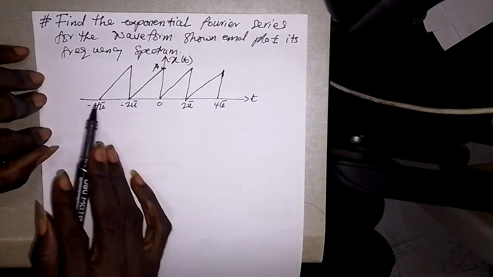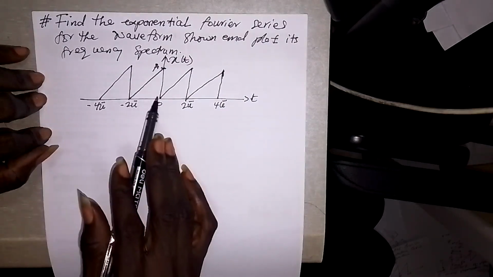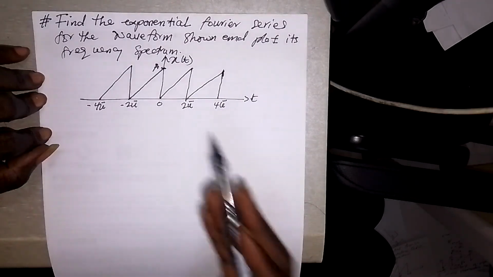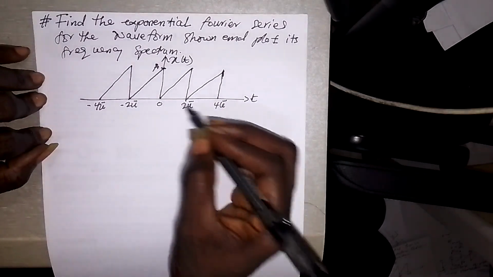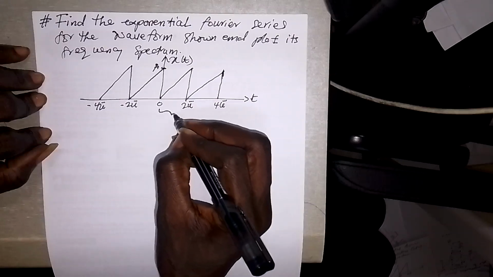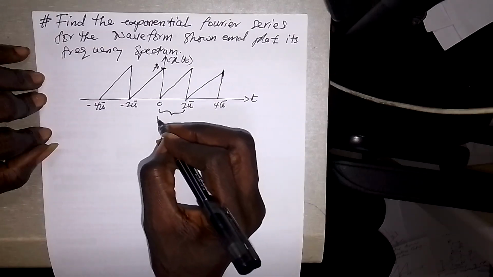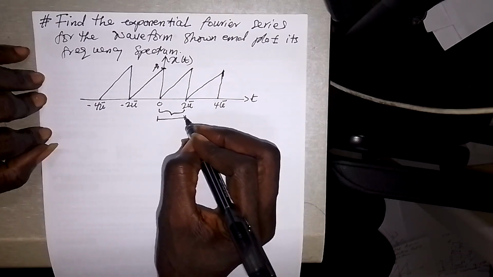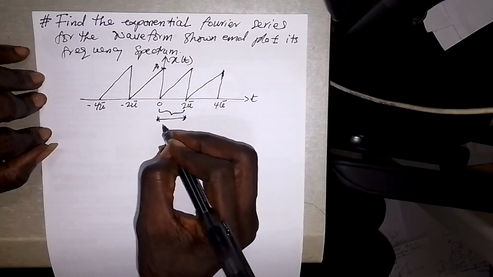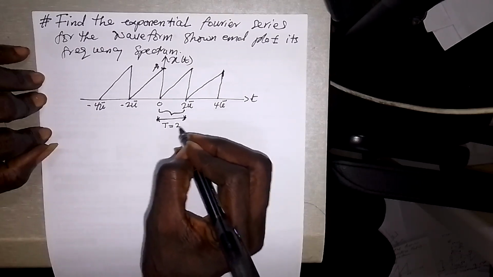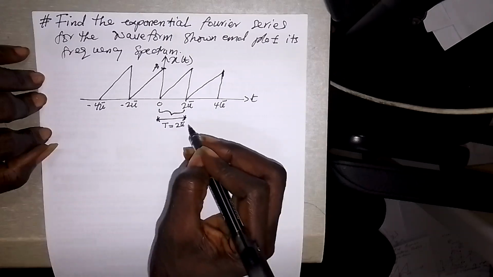So our period is from minus 4 pi to minus 2 pi, minus 2 pi to 0, 0 to 2 pi, 2 pi to 4 pi. At all these instances, the signal repeats itself, so they are our period. So let me just take 0 to 2 pi. I like to take including 0 so that it makes my preceding procedures much easier to deal with. So my period here is 2 pi.